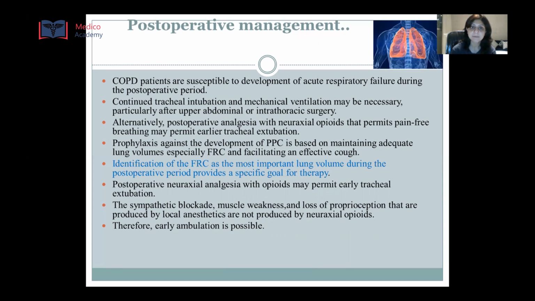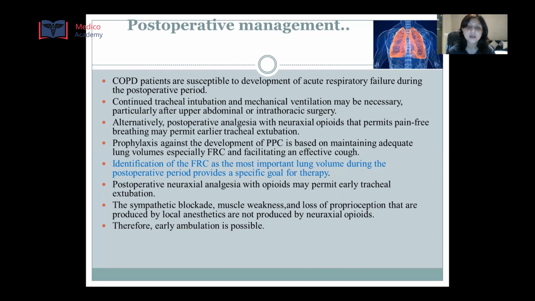Prophylaxis against the development of PPC is based on maintaining adequate lung volume, especially FRC, and facilitating an effective cough. Now, identification of FRC as the most important lung volume during the post-operative period provides a specific goal for the therapy. Post-operative neuraxial anesthesia with opioids will permit early tracheal extubation.